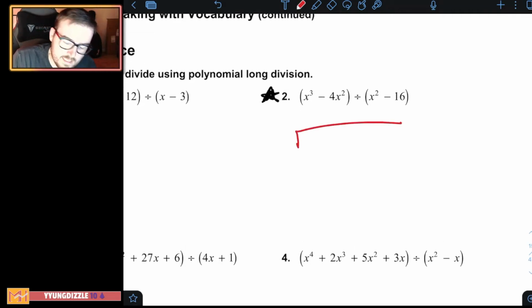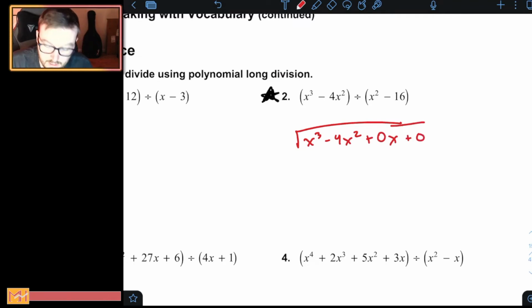So what's different here is that, okay, yeah, they look shorter, but they're not just shorter, and that doesn't mean the problem is easier. You need to have placeholders for your missing terms. So x cubed minus 4x squared plus 0x plus 0. Okay? I have all those placeholders of the 0x and 0.